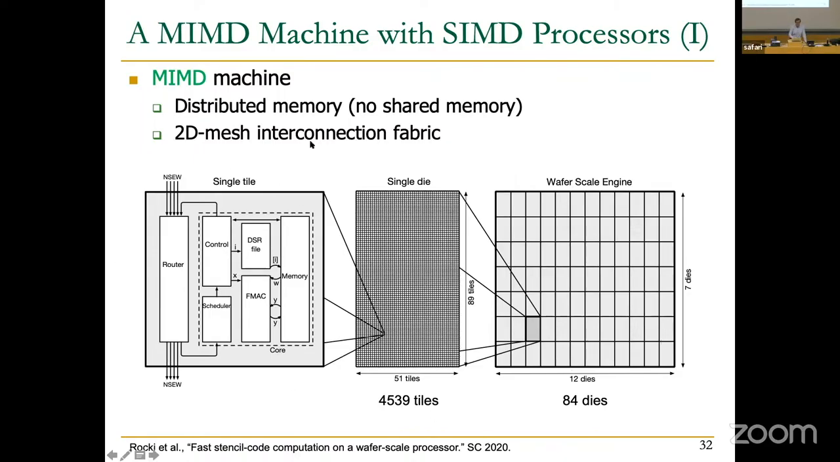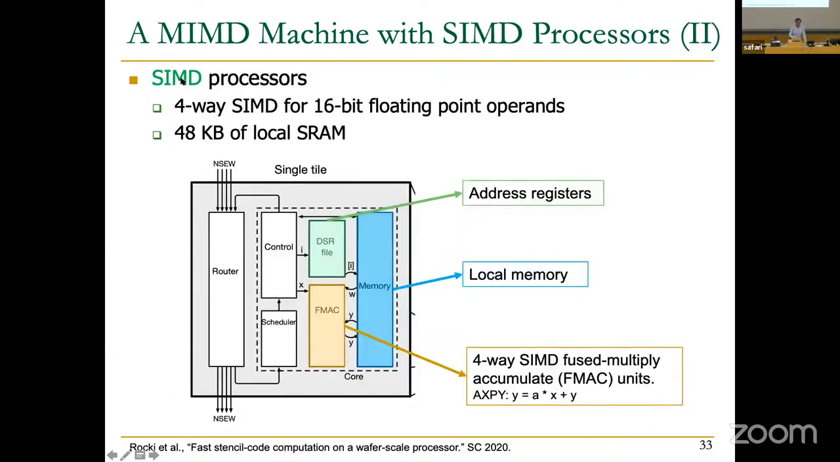But each processor looks like this. You can see that there's a floating point multiply and accumulate unit. And you guessed it, it's a SIMD unit. Basically, each of these have some memories and they communicate with each other. But each of these processors is a SIMD processor, actually. It has 4-way SIMD for 16-bit floating point operands. Not very powerful. You can do 4 floating point operations per cycle.